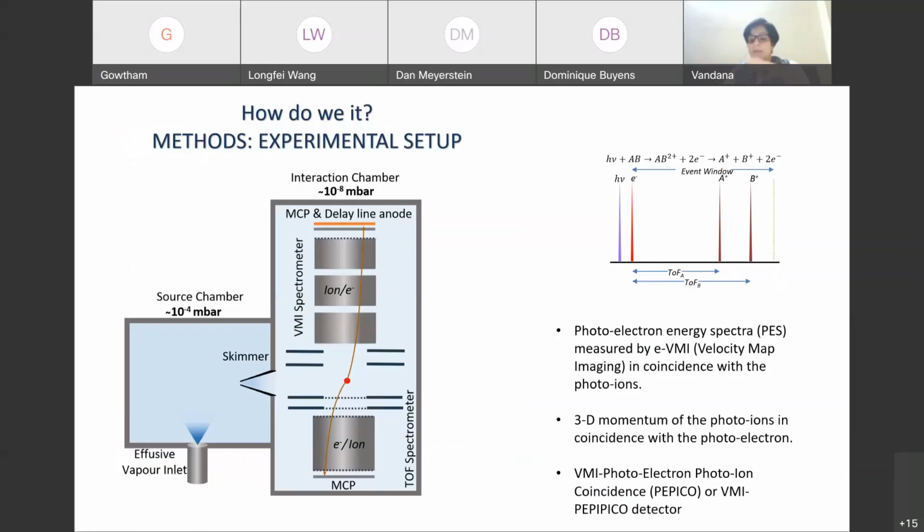How do we do this study? The overall study is done through a very special setup, where we use an effusive jet.